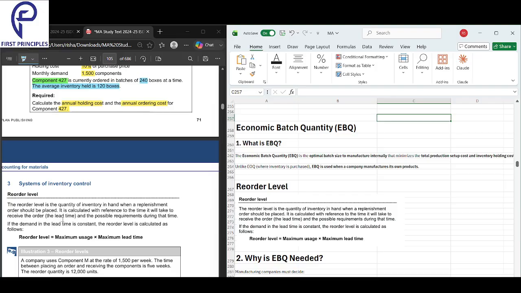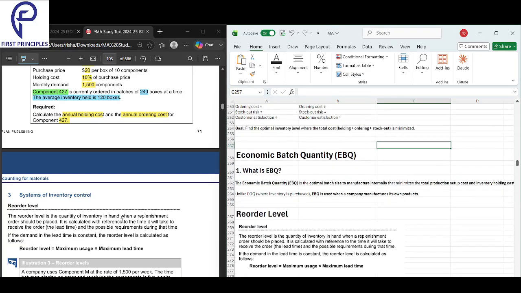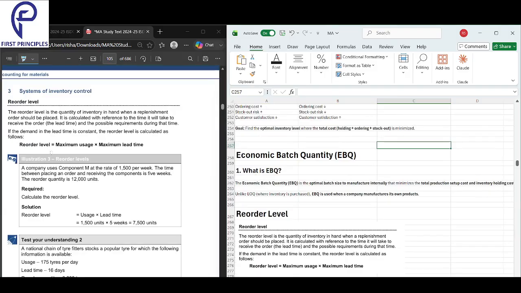So what is reorder level? Reorder level is the quantity of inventory in hand when you place a new order with the supplier. How much should be in your hand when you place a new order? That is called reorder level.